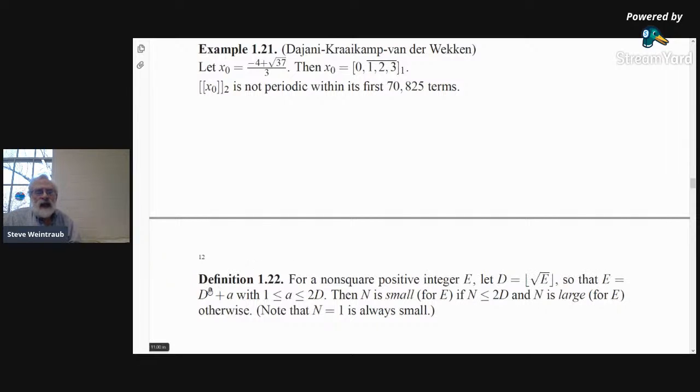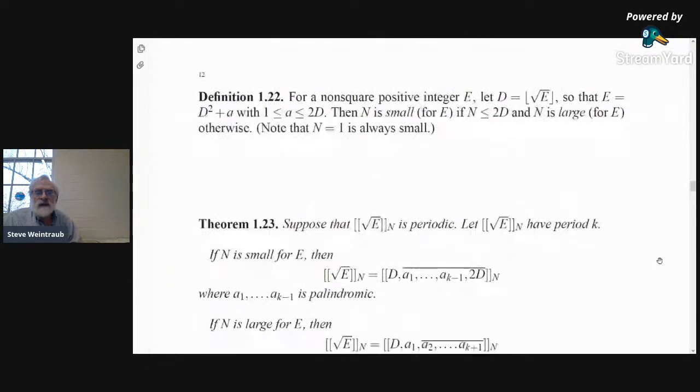So E then is capital D squared plus A, with 1 less than or equal to A less than or equal to 2 times capital D. So I'm going to establish this notation that I'm going to use. E is D squared plus A. Then N is small for E, or simply small if E is understood, if N is less than or equal to 2D, and N is large if N is bigger than 2D. And so the classical case, N equals 1, is always small. Okay? And now we have the following theorem.